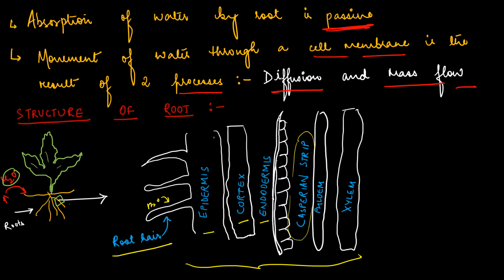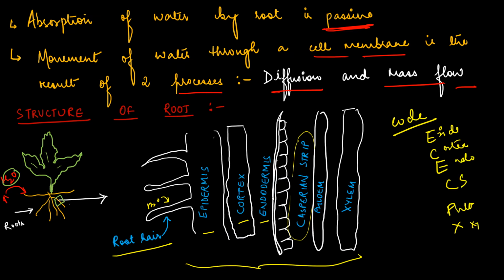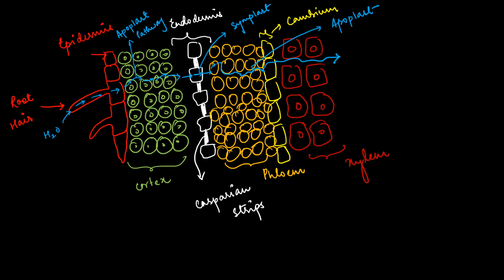So here if I give you a code language to remember this, what is this? E, C, E, C, P, X. That is epidermis, cortex, endodermis, Casparian strips, phloem, xylem. So if you write EC whole square PX, this is a code to remember the layers of the root. Clear? Next, this is a diagram.